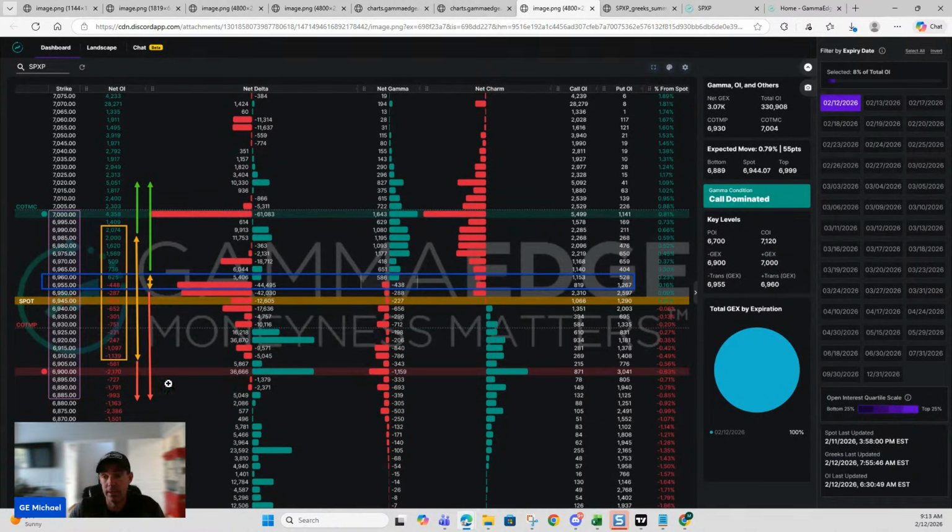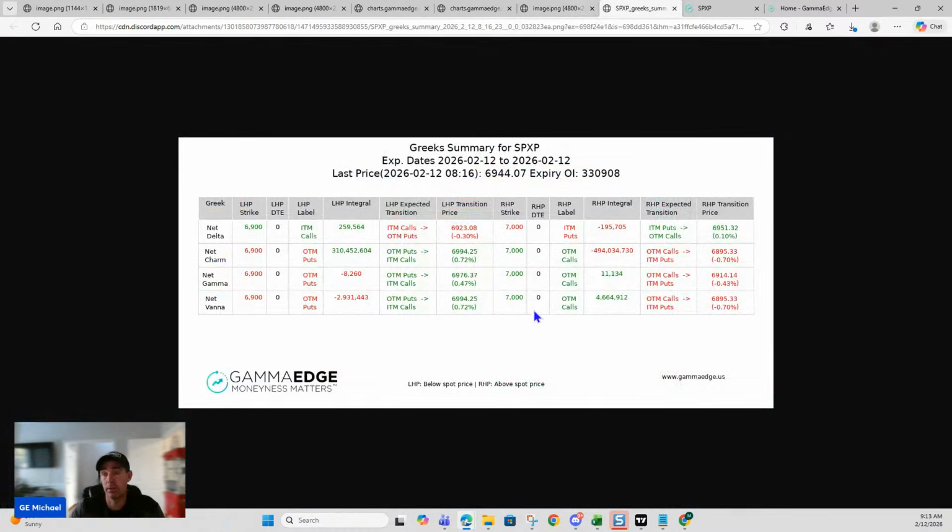And then below 6,900, supportive action down towards 6,850. Again, not really anticipating this unless we see a large change in sentiment and structure, and we see the market trend model change pretty quickly.